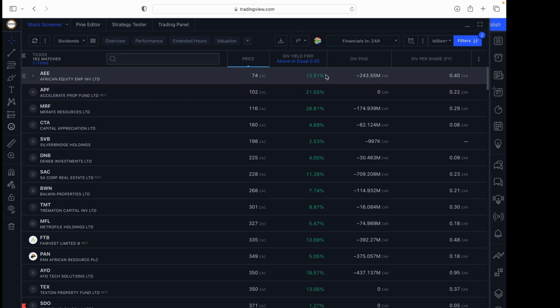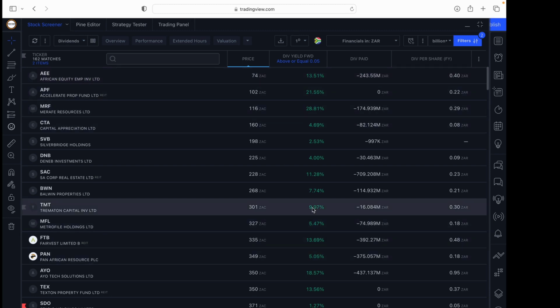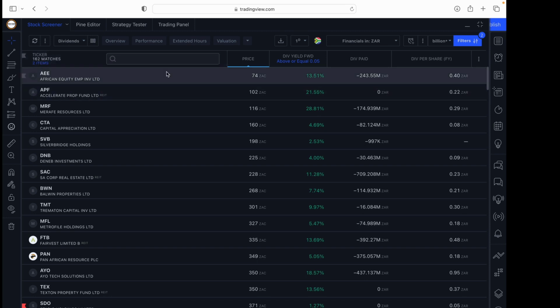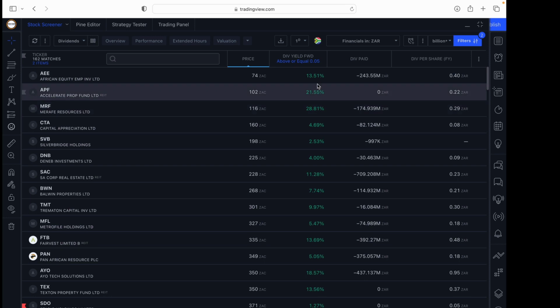Remember, this is based on the past 12 months. If these companies struggle in the coming months, some of them won't be able to pay that dividend. So there are a lot of things to consider when you want to invest in dividend paying companies. You need to look at the business itself. How is the business doing? Where is the market going? Is that business making money? Because if that business is not making money going forward, it might be difficult for that company to pay you a dividend. But now we can see that from the over 300 companies that are listed on the JSE, about 162 of those companies have a dividend yield that is greater than 0.05. So there are so many ways that you can filter it.